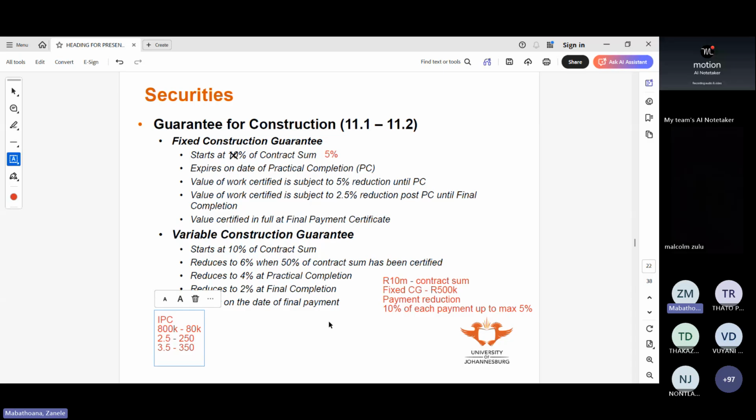So at a time where he's done, let's say, about 5 million worth of work, then we are going to withhold 500K, and that's the maximum we can take from the contractor. Any certificate that will come after he has done work up to 5 million, we're not going to retain anything because we've reached maximum retention, which is 5% of the contract sum. Does that make sense?